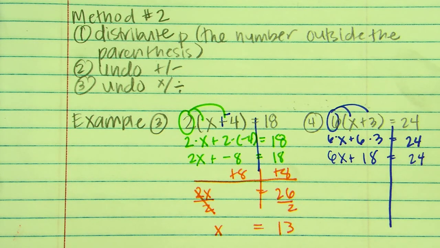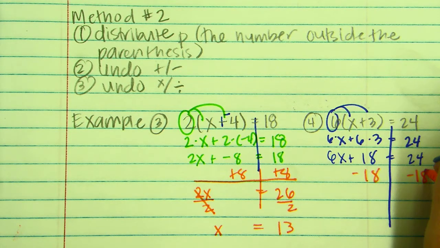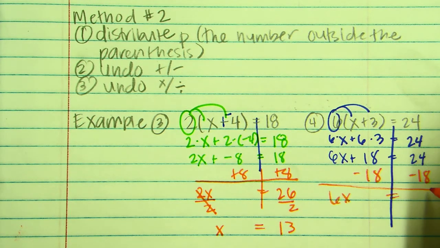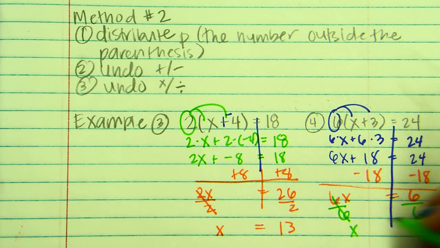Now I'm on step 2. I need to undo addition and subtraction. The opposite of adding 18 is subtracting 18. So I get 6x equals 6. Then I need to undo multiplying by 6. The opposite of multiplying by 6 is dividing by 6. So I get x equals 1.